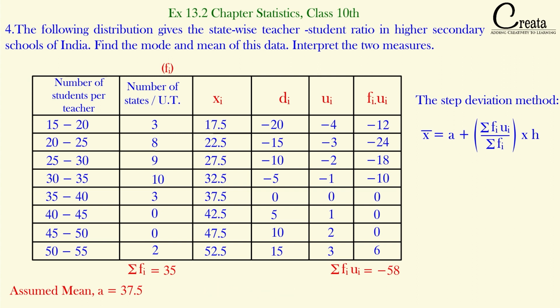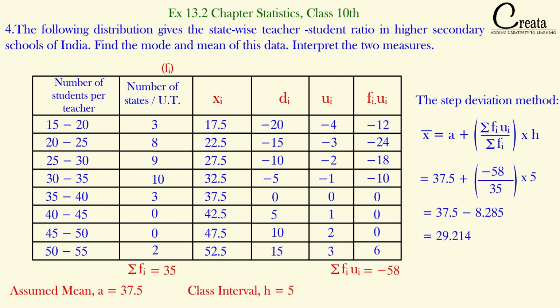H is the class interval, which we have calculated as 5. Let's put all the values. On solving, we got the mean as 29.214. So this is the average number of students per teacher, 29.214. Okay, we got the value of the mean.